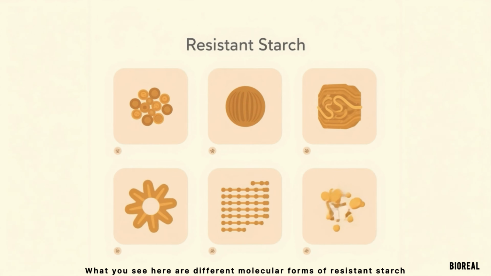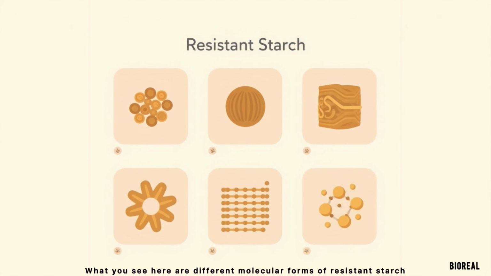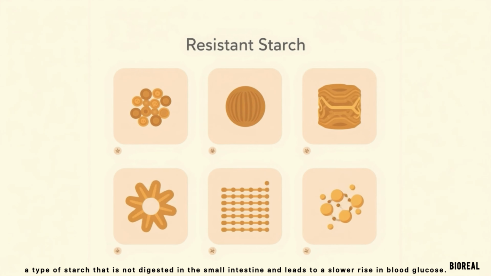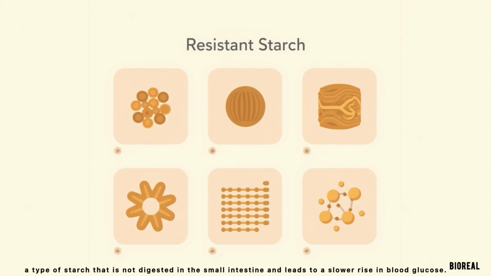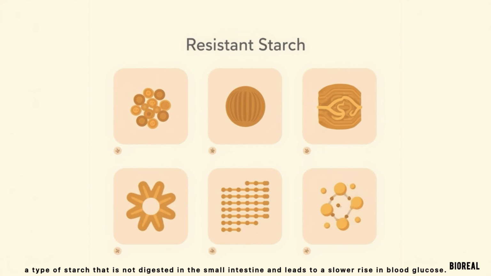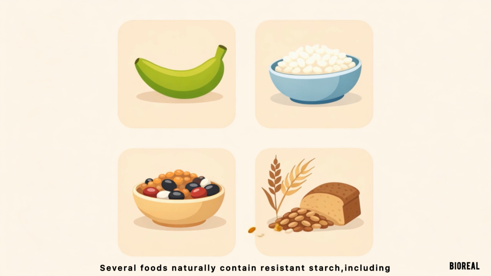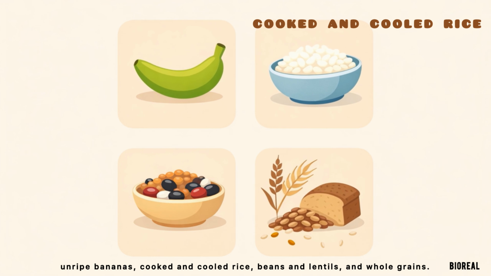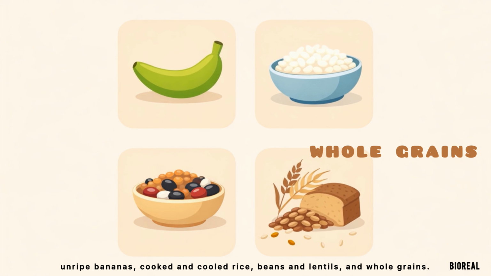What you see here are different molecular forms of resistant starch, a type of starch that is not digested in the small intestine and leads to a slower rise in blood glucose. Several foods naturally contain resistant starch, including unripe bananas, cooked and cooled rice, beans and lentils, and whole grains.